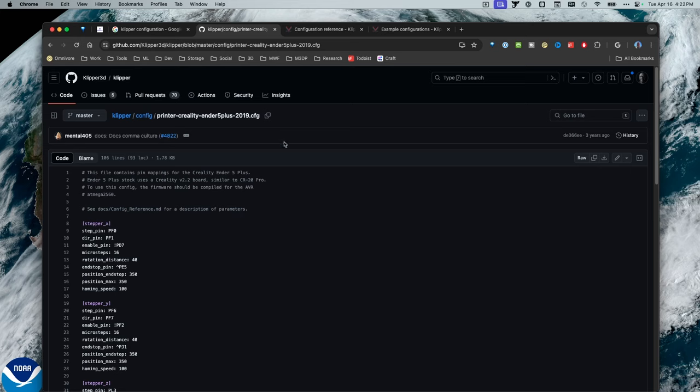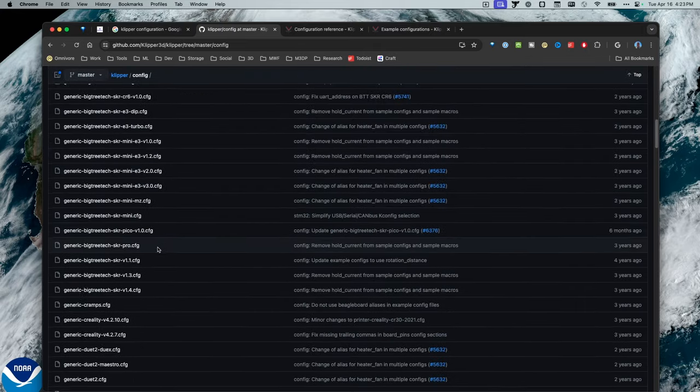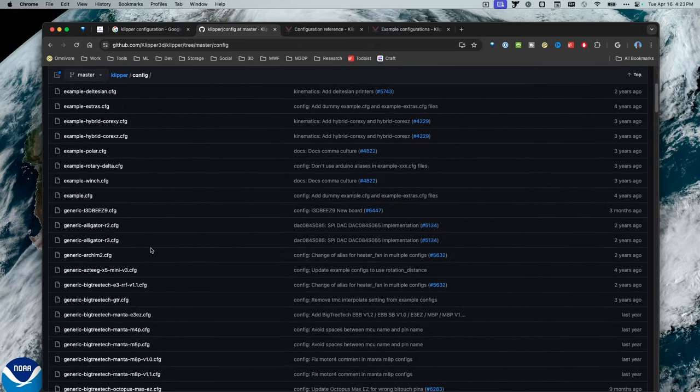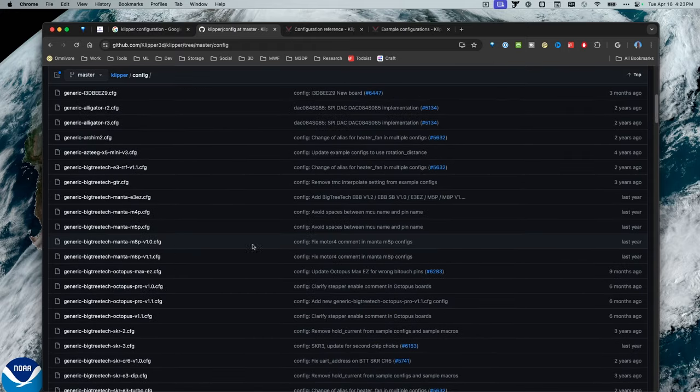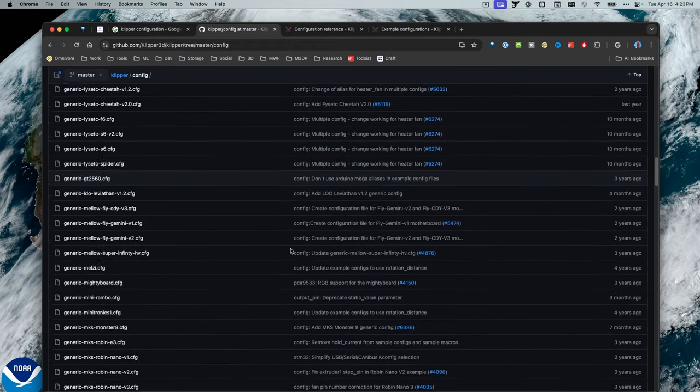So, as I said, you want to go to the Klipper GitHub page. You're going to go to the configs, and under config is all these example configs, and there's a couple hundred of them. Again, this is the place I would start. These are updated fairly often.